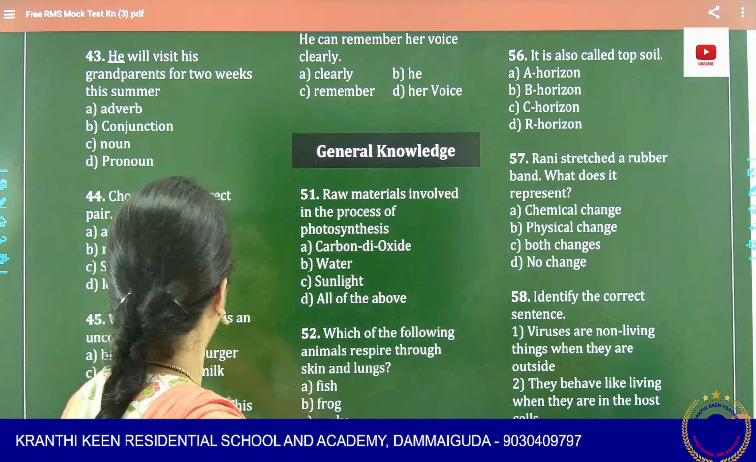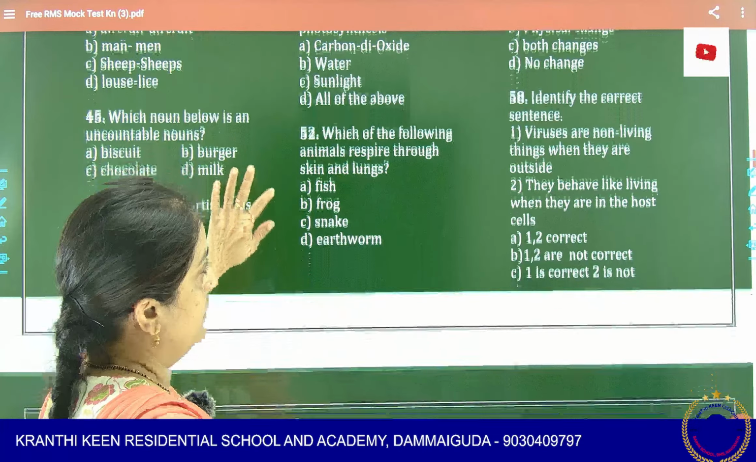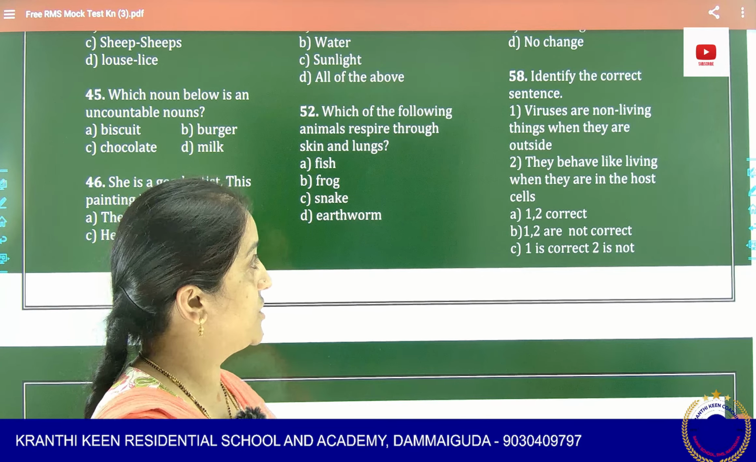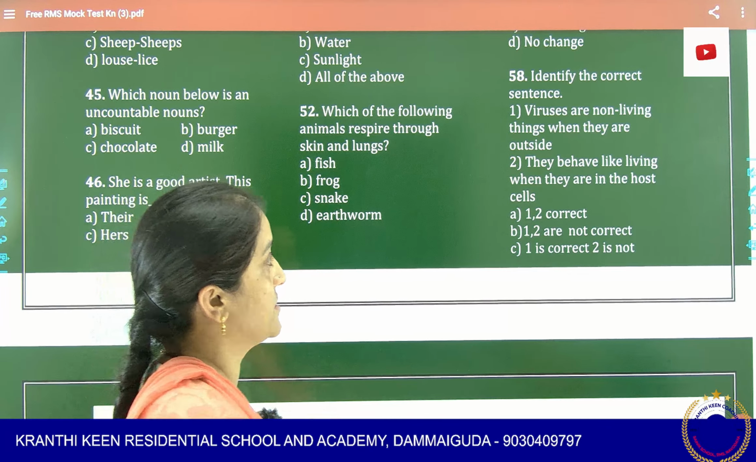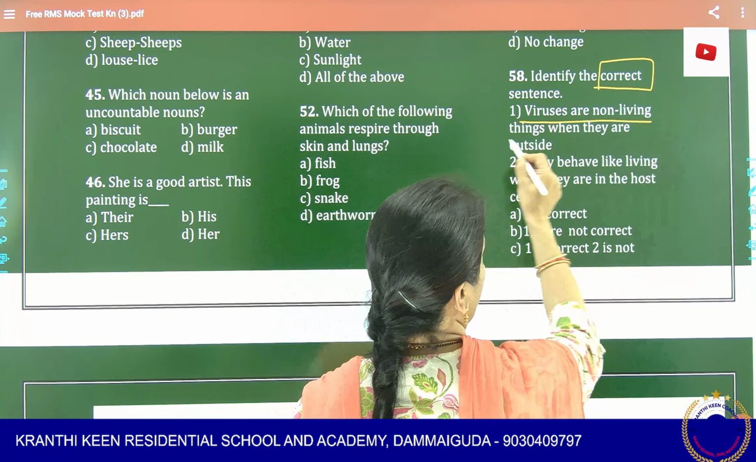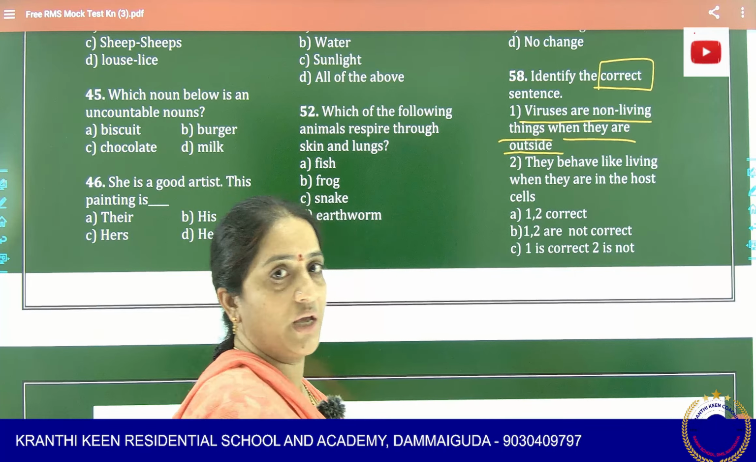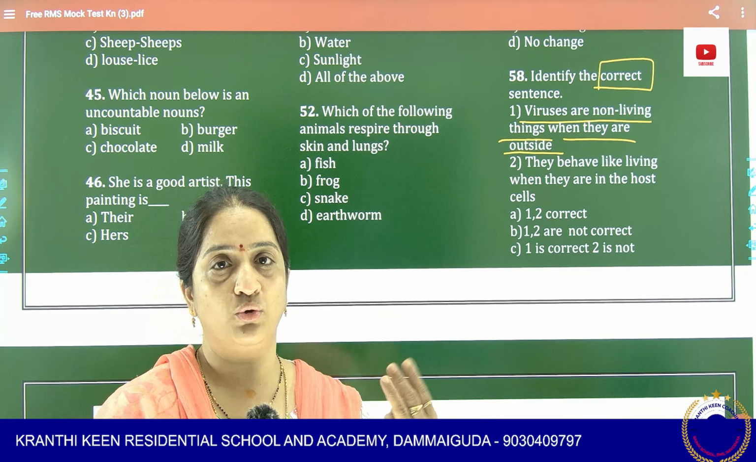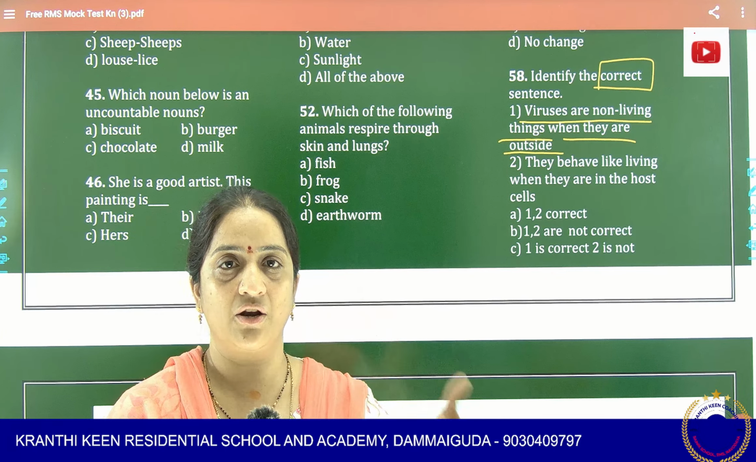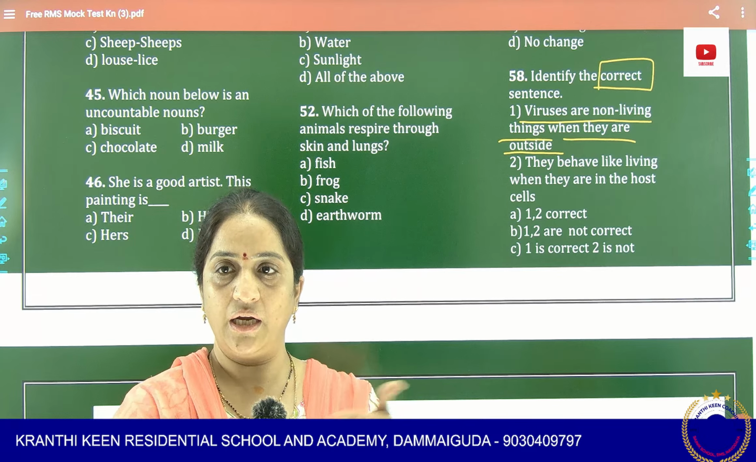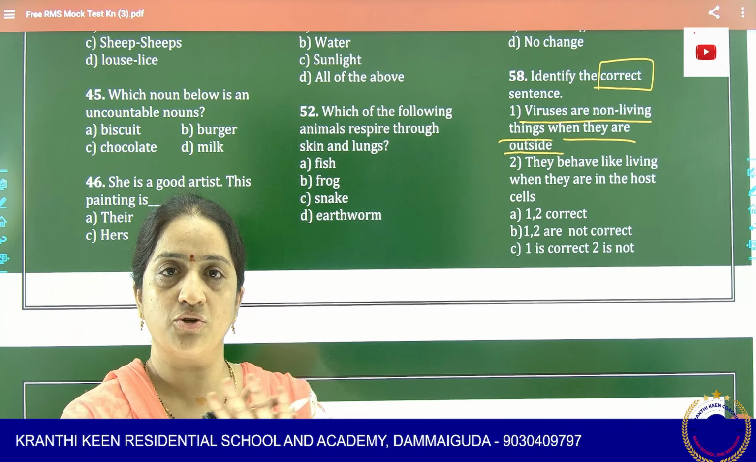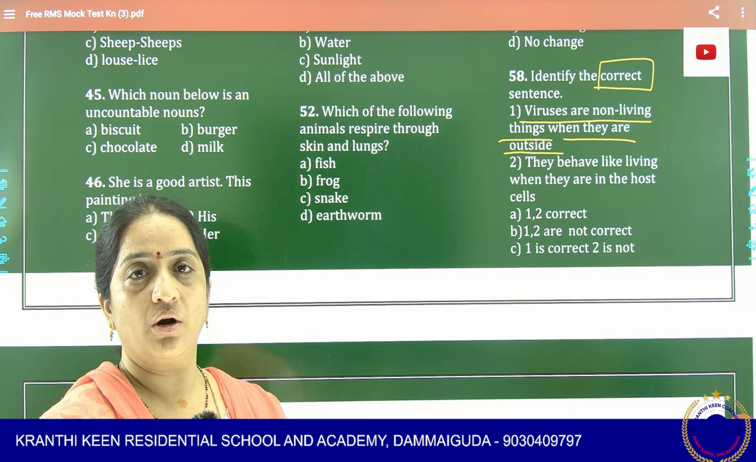Next, 58th question. Here we have some statement questions. Sentences. Identify the correct sentence. Okay, so the correct one we need to trace out. See the first point. Viruses are non-living things when they are outside. Okay, so did we have a pandemic of 2 to 3 years? When an infected person sneezes or coughs, the virus which is there in his body comes out, it spreads on the surface. Okay, so when it is on the non-living object, it does not show any change. I mean, it does not reproduce.